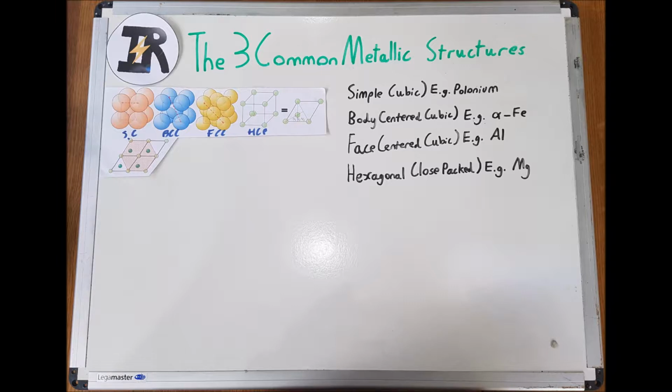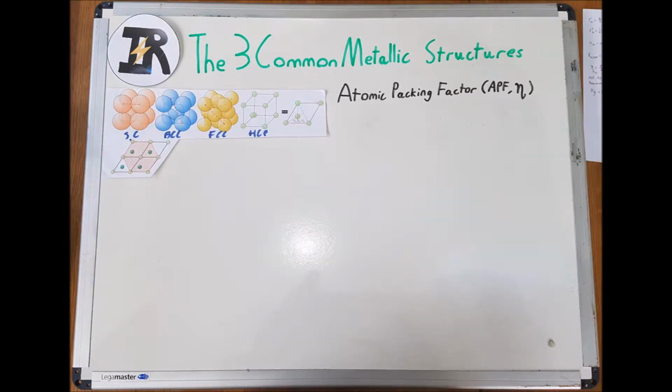Simple cubic, however, is not a common metallic structure, and the only element known to crystallize in this form is polonium. Examples of elemental materials that crystallize into the three common metallic structures are shown on the board. Pictures of the non-reduced models of the crystal structures will be on the whiteboard for the remainder of this video.